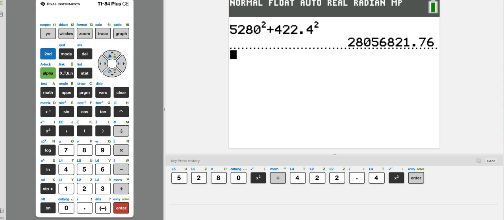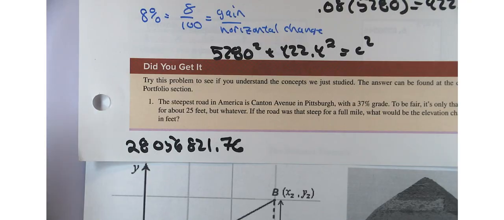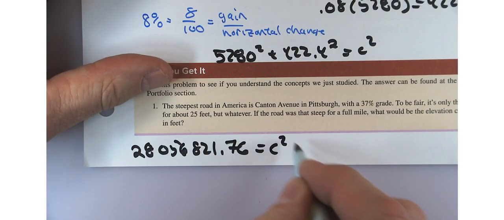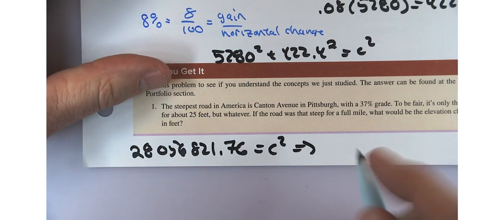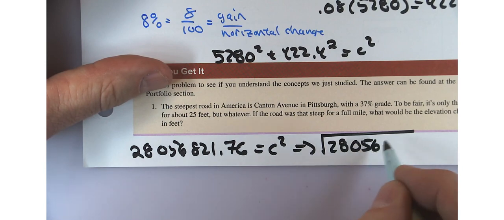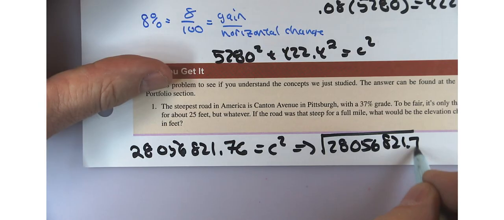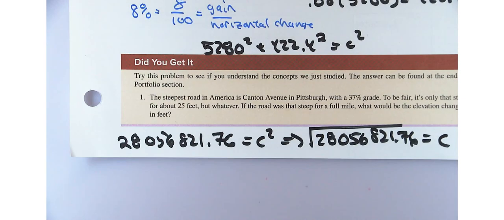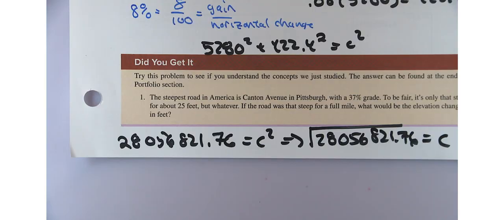And then 0.76. Now that's c squared. If I got c squared, to solve here, I need to take the square root of that number. So the square root of 28,056,821.76 equals c. Now I'm not going to ask that you type that number in. There's a more efficient way to do that.